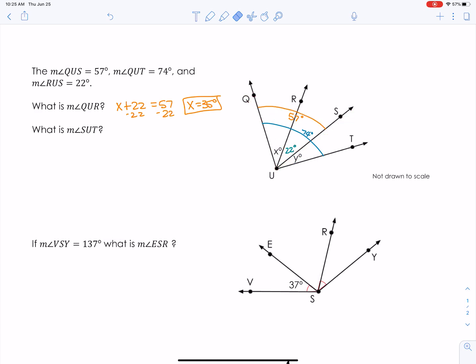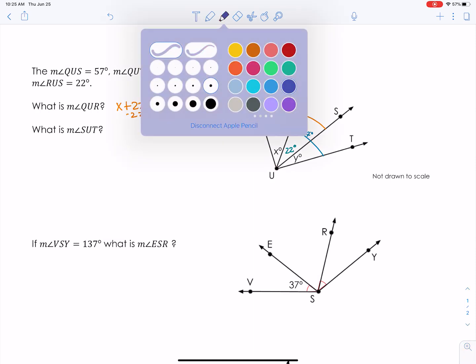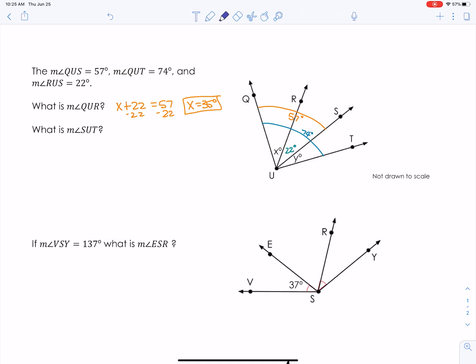Okay, now let's look at the next one. What is the measure of angle SUT? So in this case, it's y.